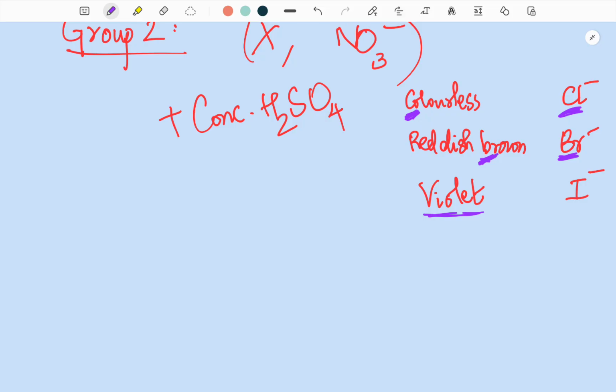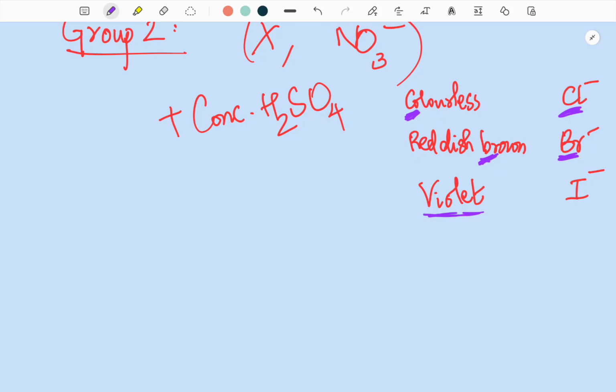And the violet vapors are going to be very deep. It is going to be a dark shade of purple. So from afar, it may look like reddish brown gas. But if you look closely at the side of the test tube, you can see it is actually a dark shade of violet or purple.